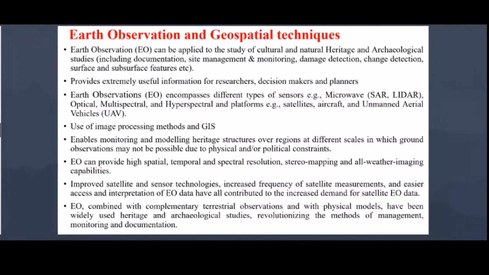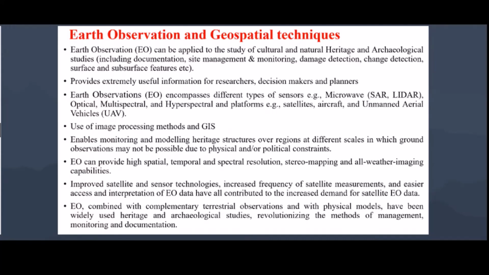Now, we will begin with Earth observation from the satellite platform and how we can use geospatial techniques like image processing, methods of GIS, deep learning, and so on to extract maximum information about the heritage structures and put them in a virtual heritage management system. So Earth observation, as you know, can be applied to the study of cultural and natural heritage and also archaeological studies. This would include documentation, site management and monitoring, damage detection, and change detection.